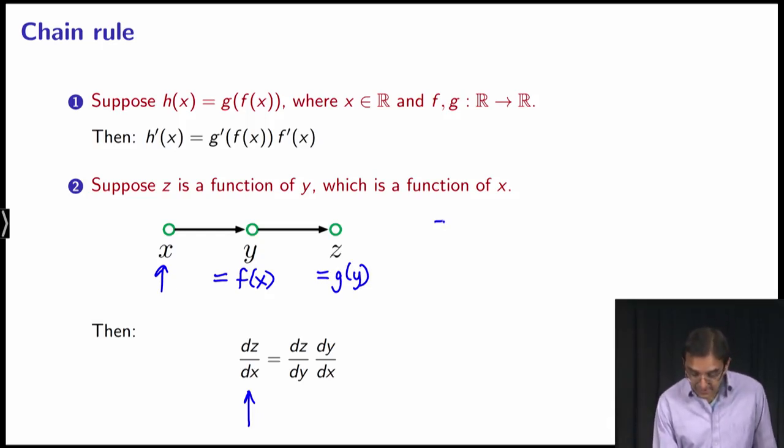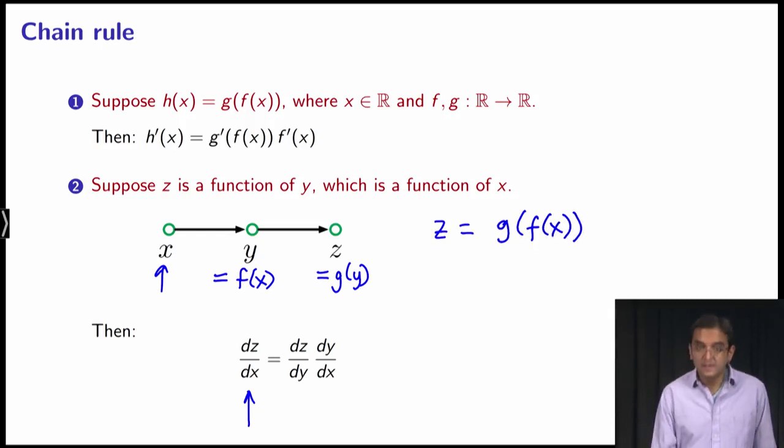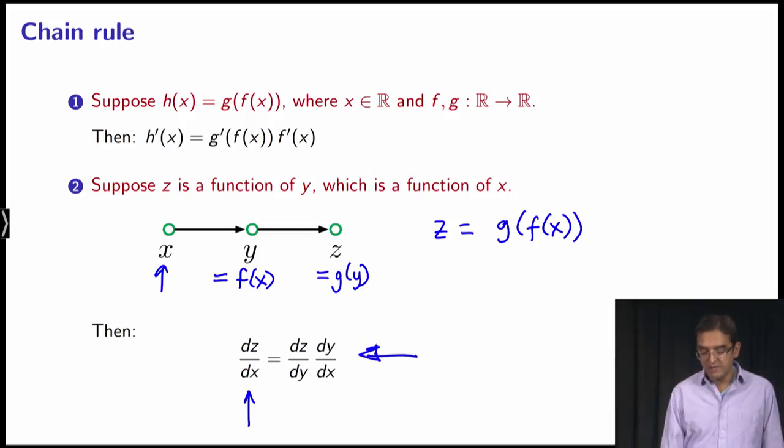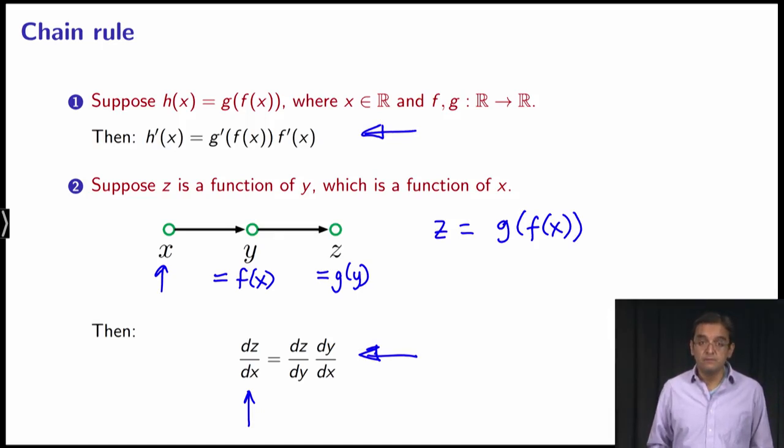And so z is also g of f of x. And then you'll see that this formulation over here is exactly what we got up here. Okay, so this is the chain rule. How do we apply this in neural nets?